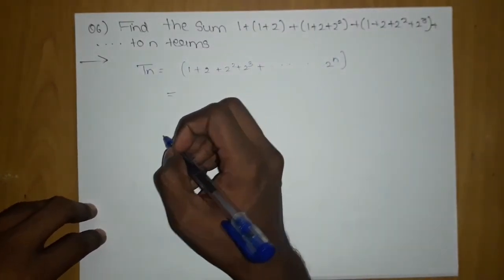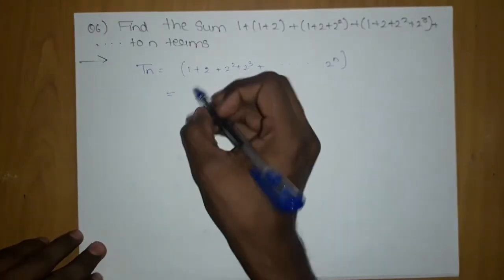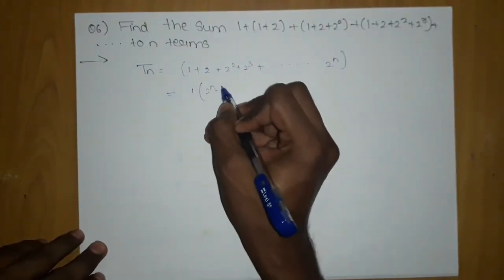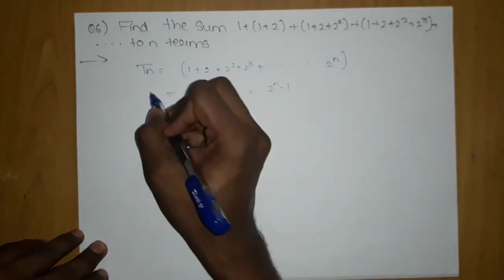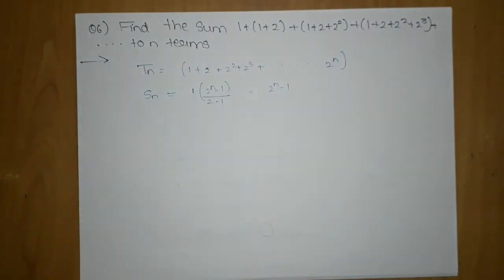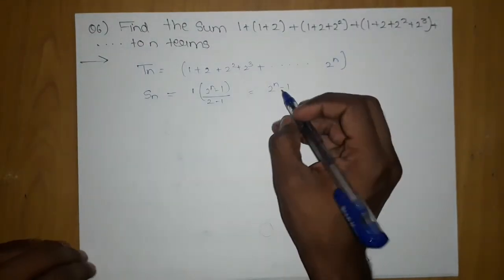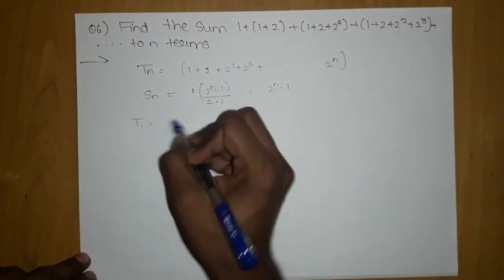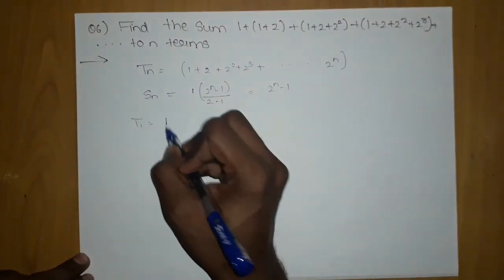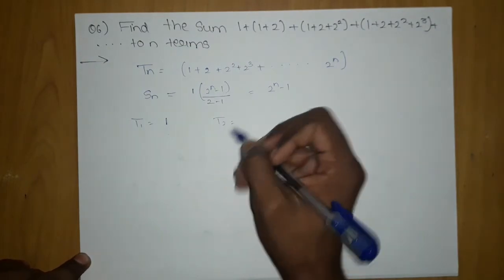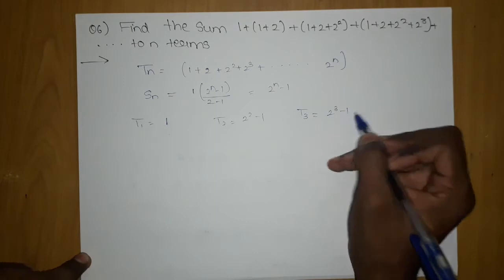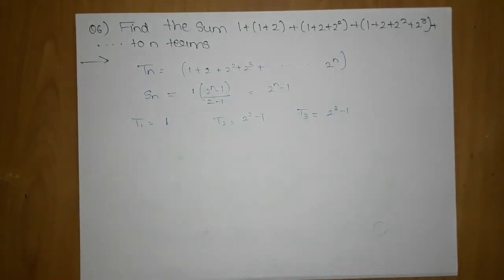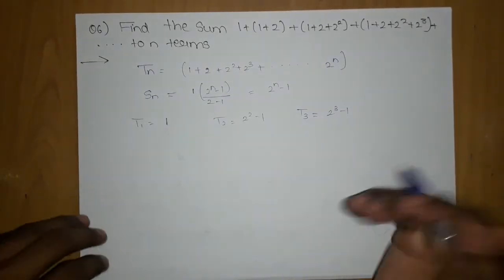It is a GP with common ratio 2: 1 into (2 power n minus 1) over (2 minus 1), which is nothing but 2 power n minus 1. This is the sum of n terms, that is, of the last term. So Sn is this. Now if I put T1, T1 is 2 power 1 minus 1, that is 1. T2 is 2 power 2 minus 1. T3 is 2 power 3 minus 1. Now observe one thing very clearly: every term has a minus 1.